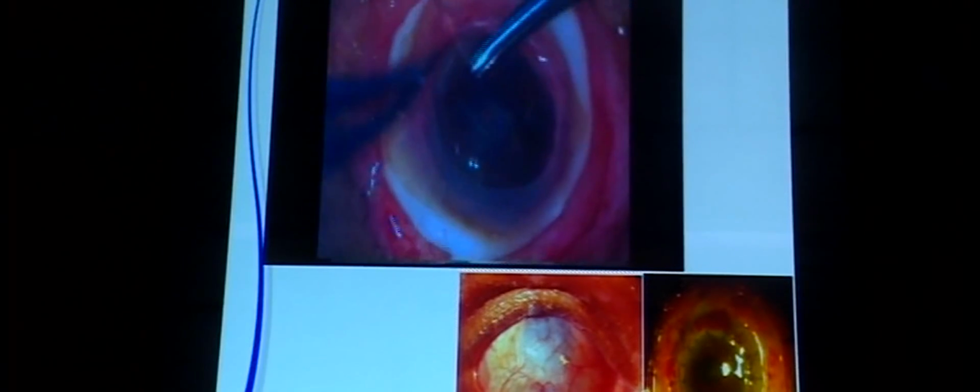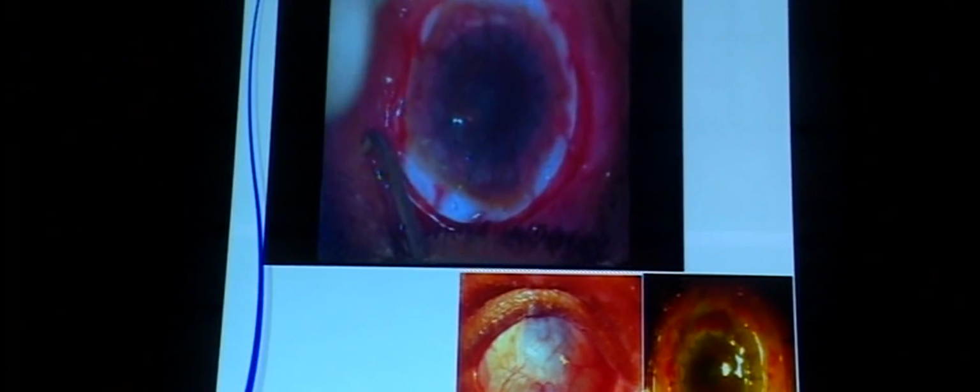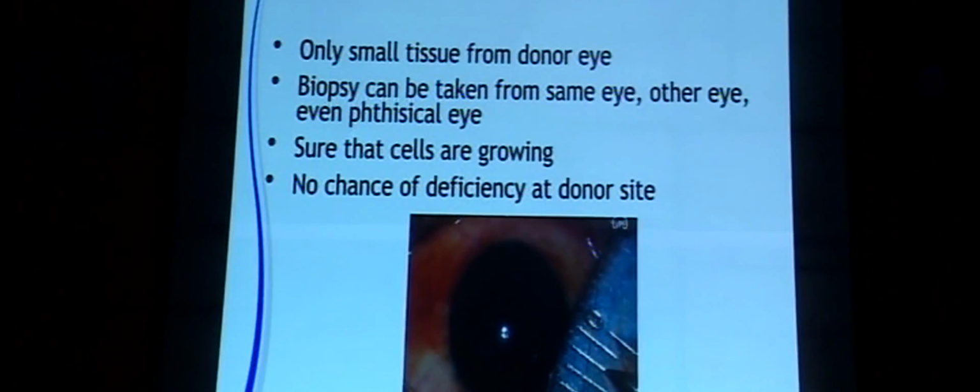I mean, most of us don't do this procedure anymore because the problem is here you have to immunosuppress the patient systemically, and all the problems with immunosuppression, the expense, the complications, the compliance, all those issues are there. Then came the era of cultivated limbal epithelial cells.